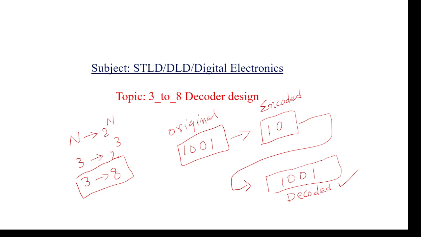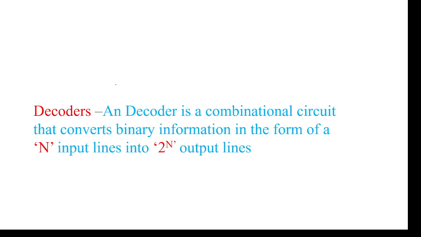Coming to the 3 to 8 decoder, there are 3 inputs and 8 output lines. We can assume any names, either D0, D1, D2, D3, D4, D5, D6, D7. D0 to D7 means 8 output lines. We can assume anything here, A1, A2, A3, or else Y1, Y2, Y3.